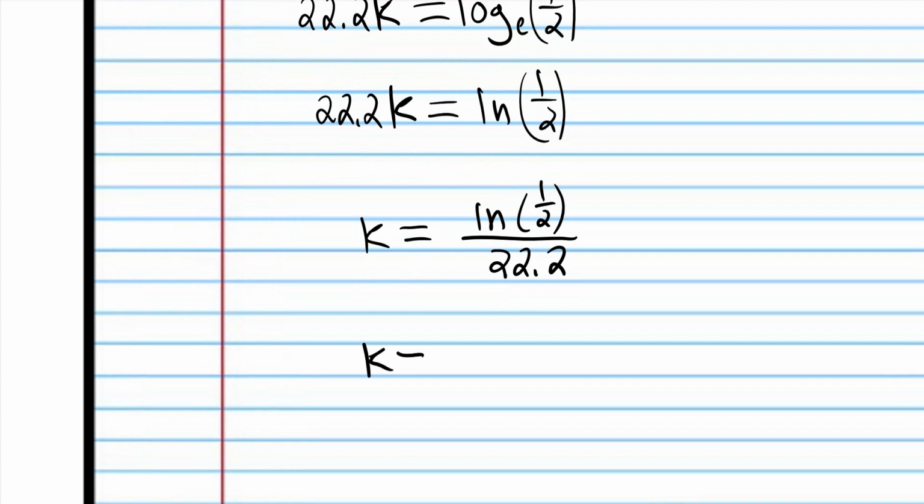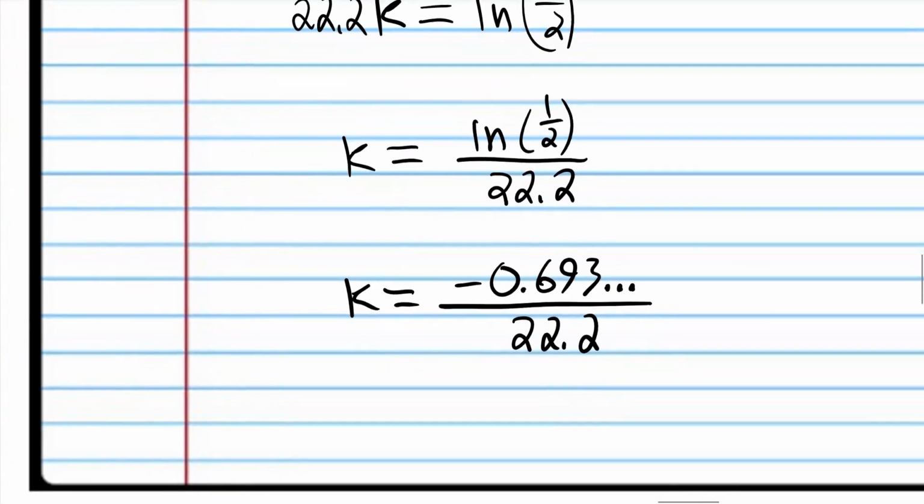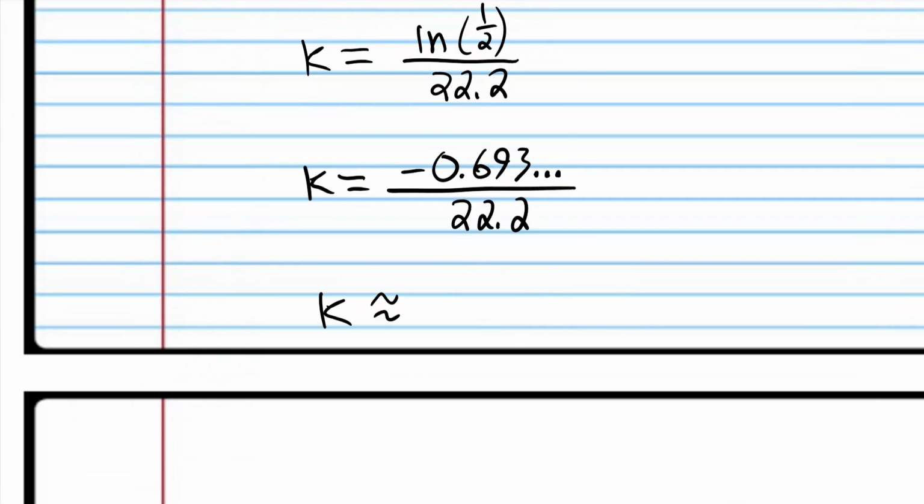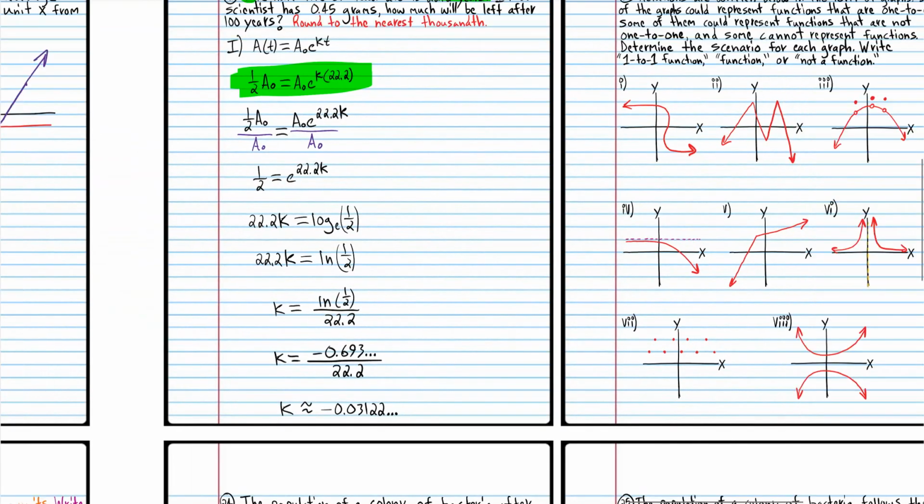And so we get negative 0.693, and it just goes on and on, divided by 22.2. Then we can just enter divided by 22.2 and then enter. So we get negative 0.03122, and it just goes on and on. You want to keep that in your calculator. So that was part 1 of this problem.